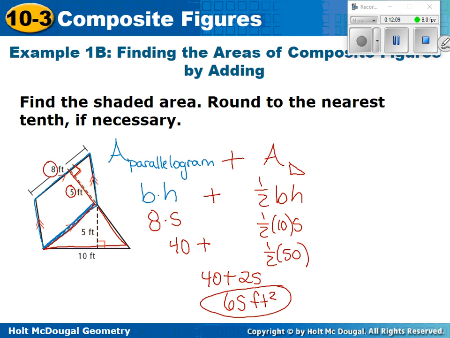Of which one? The parallelogram or the triangle? The height is always the perpendicular distance to the base. So the base is 10, making that the height of 5. Does that make sense? And then the other shape is the parallelogram with a base of 8. And again, the perpendicular distance down to it is 5. Say it again.